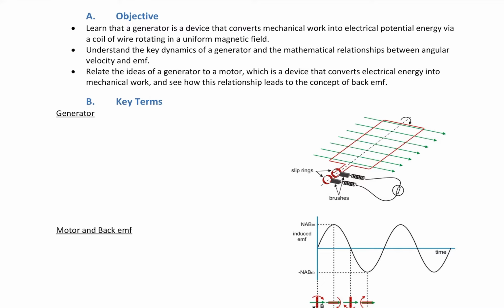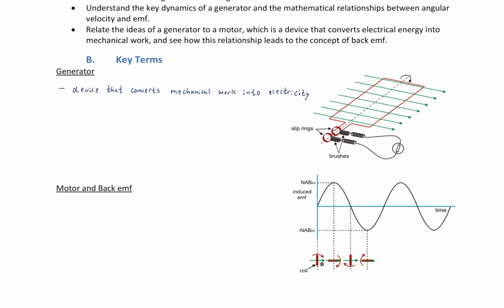We want to relate the ideas of a generator to a motor, compare the two, and say that a motor is a device that converts electrical energy into mechanical work, and see how this relationship leads to the concept of back EMF. All right, so let's talk about our first key term, a generator. Well, it is a device that converts mechanical work into electricity. It involves the rotation of a coil of wire through a uniform magnetic field.